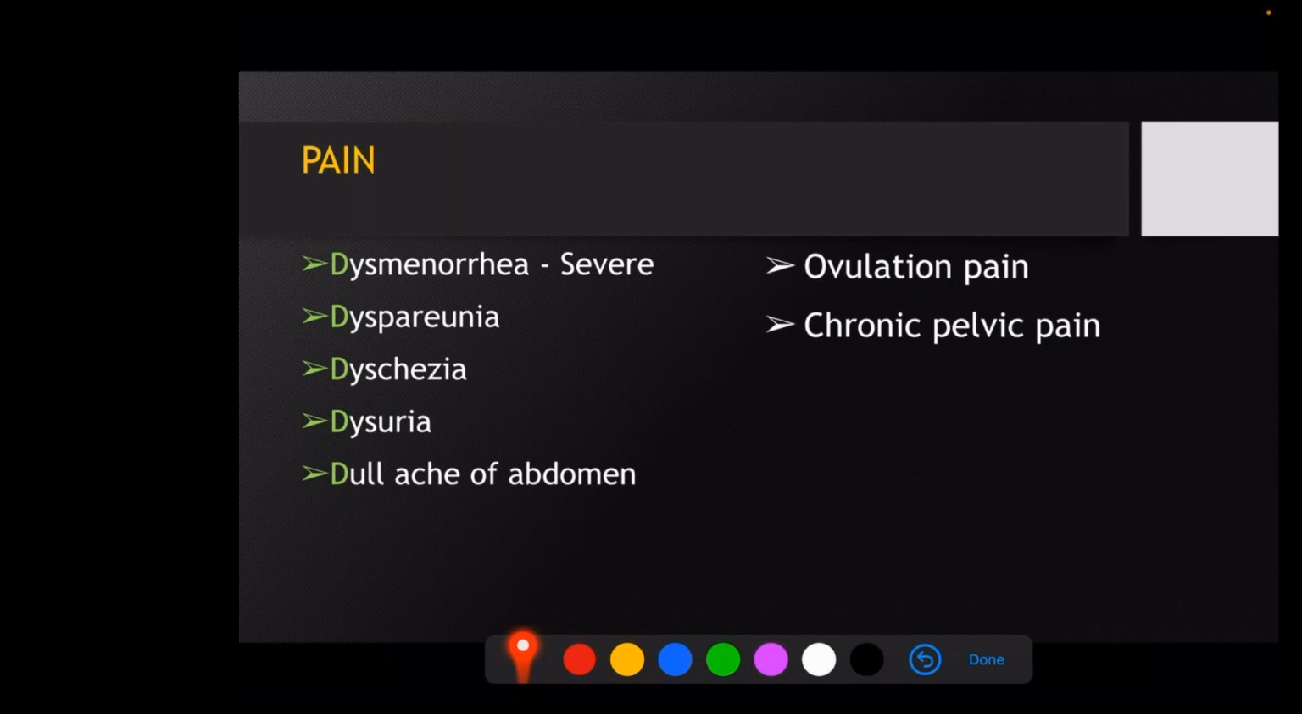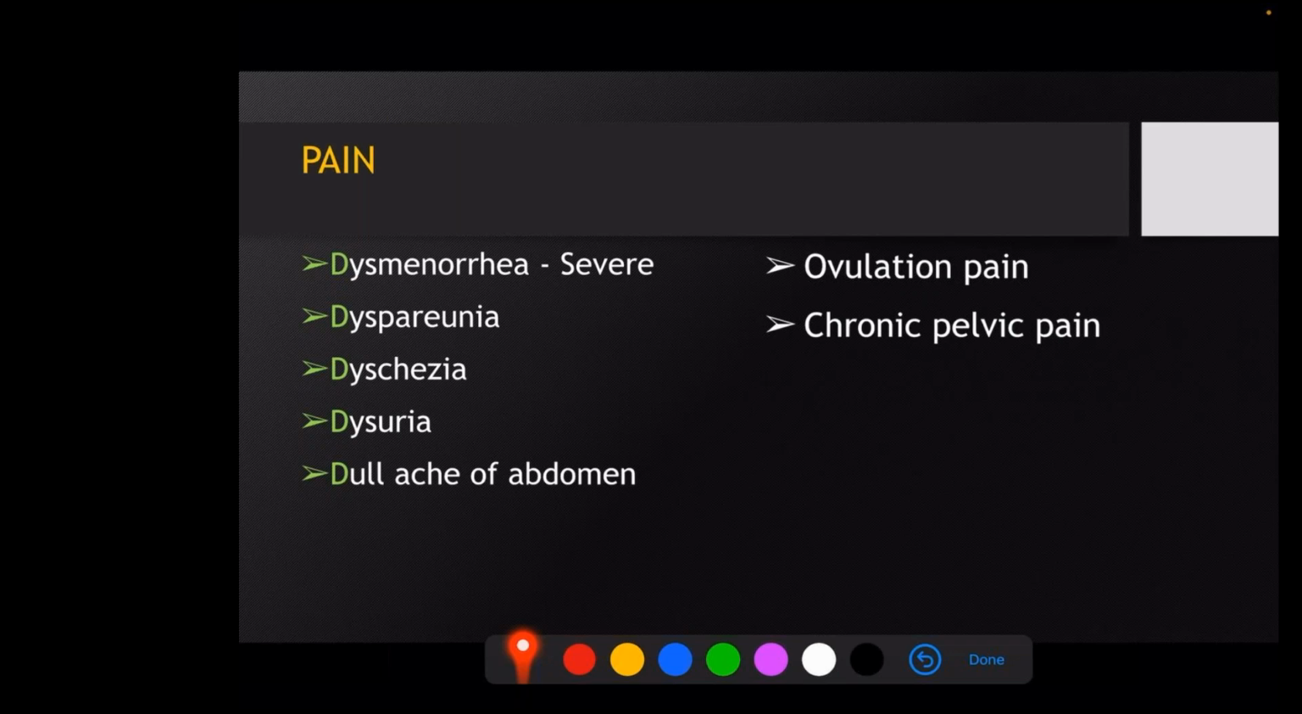Then what is dysuria? Dysuria is painful urination. Frequency, pain, and cyclical hematuria can occur. During the bleeding phase, hematuria can occur due to bladder involvement. Frequency means urine occurring at short intervals. Urgency means an urgent need to pass urine.